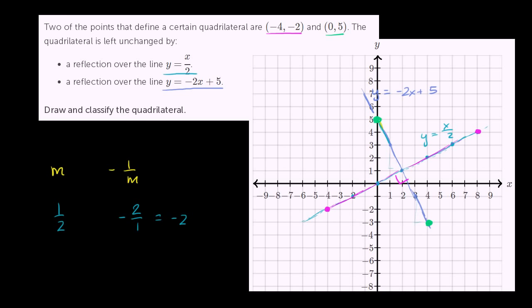So now we have the 4 points of this quadrilateral. Let me actually just draw the quadrilateral. We have our 4 points. So this is one side right over here. This is one side right over here. This is another side right over here. And you can verify that these are parallel.